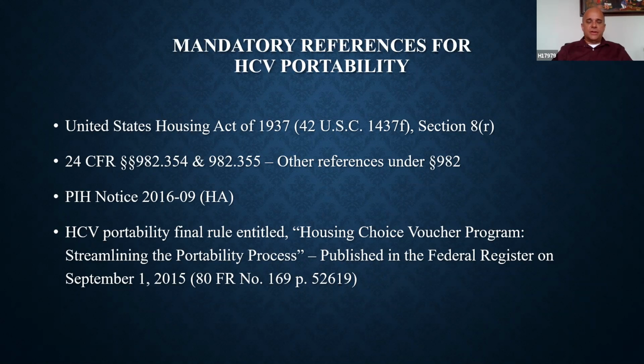Program, or HCV portability, our primary reference for this, of course, is the United States Housing Act of 1937. Some of you may know that Section 8 of the Act is the section that gives us the Housing Choice Voucher Program, but the actual section that covers portability is under Section 8(r). The primary regulations are under 24 CFR 982.354 and 982.355. But I should alert you that there are various other places within Section 982 describing the Section 8 program where portability is discussed, so be aware of that.